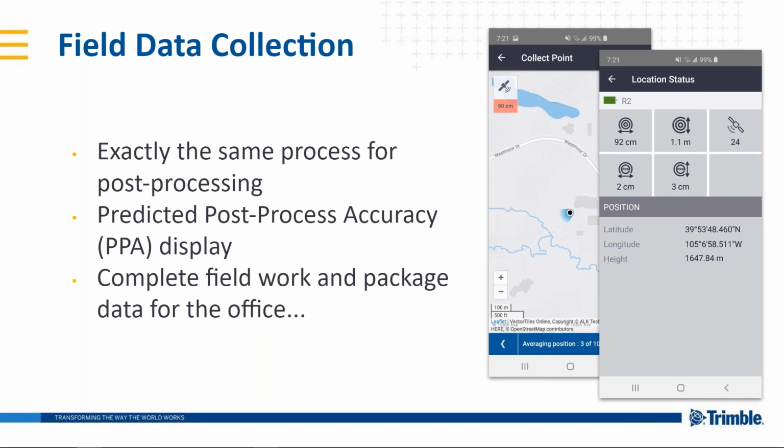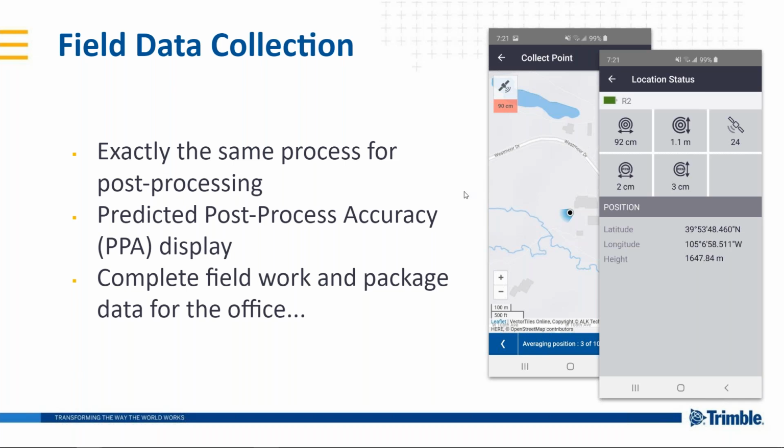The one addition that they'll see is the predicted post-processed accuracy values. So you'll see the real-time accuracy, this 92 centimeters and 1.1 meters horizontal and vertical, but below it, you'll see the predicted post-processed accuracy. So you'll know before you leave the field whether the data that you're capturing is going to be of good quality.